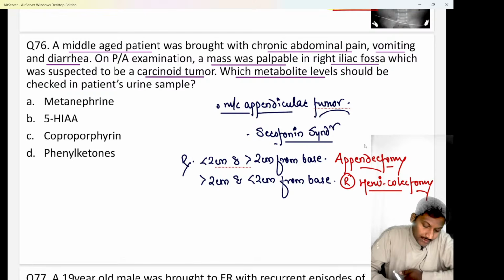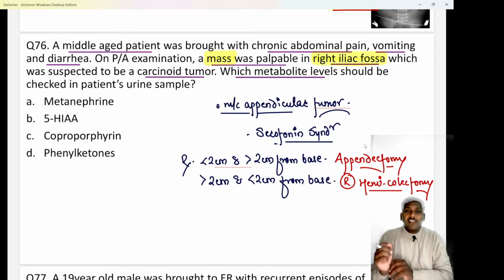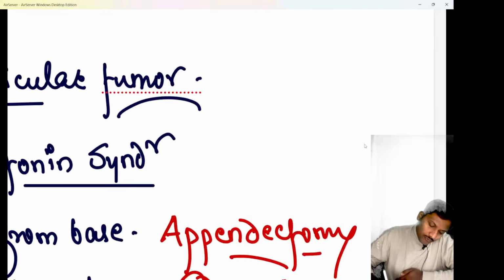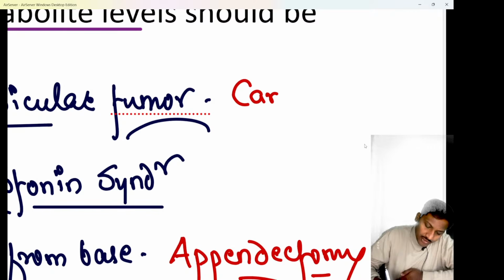So one thing is we all know that here they are talking about a mass in the right iliac fossa. We know in the right iliac fossa we have the ileocecal junction or we have the appendix, and it is going to be more likely a case of appendicular mass or an appendicular tumor. If they ask you which is the most common appendicular tumor, I hope all of you are quite aware the most common appendicular tumor are carcinoids, beta, right?